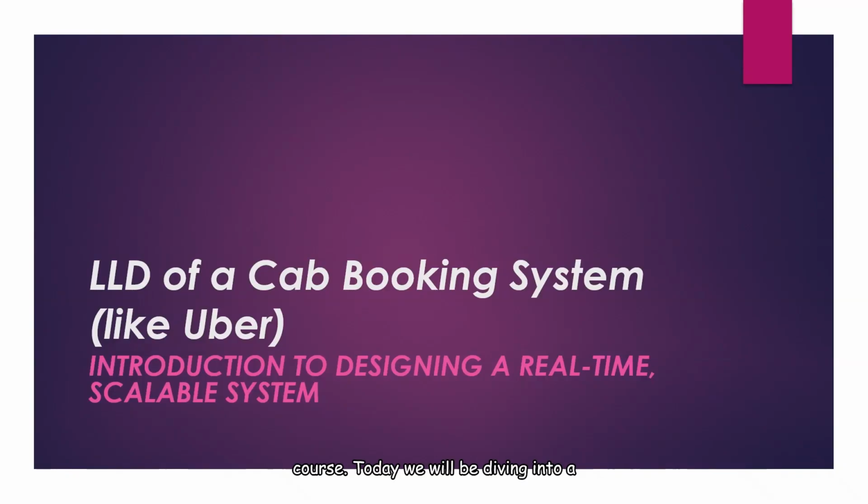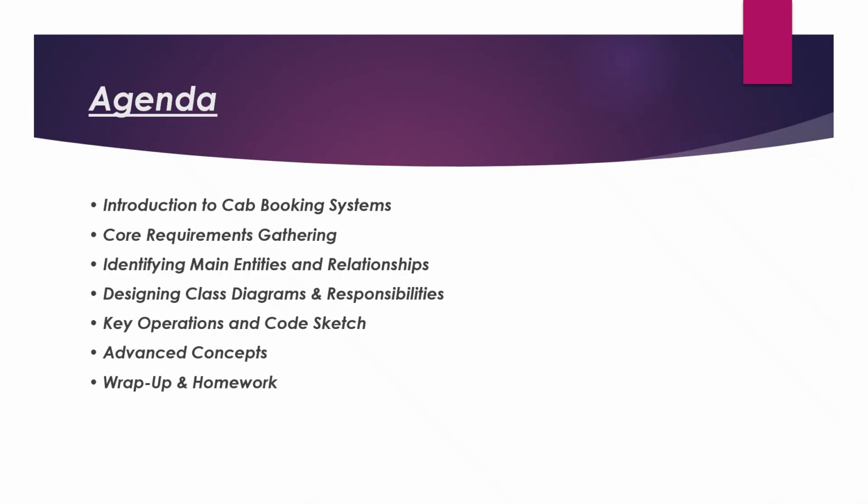Today, we will be diving into a real-world system design, the low-level design of a cab booking system similar to platforms like Uber. This system is critical in today's on-demand economy, and designing such systems involves both understanding the business requirements and how to translate those into a robust, scalable software solution. In this session, we will explore the design of the core components, their interactions, and how to handle scalability, concurrency, and real-time operations. Let's take a look at the agenda for today's session.